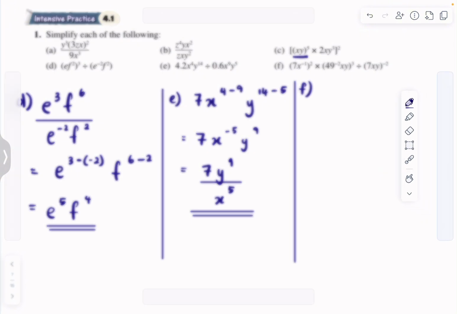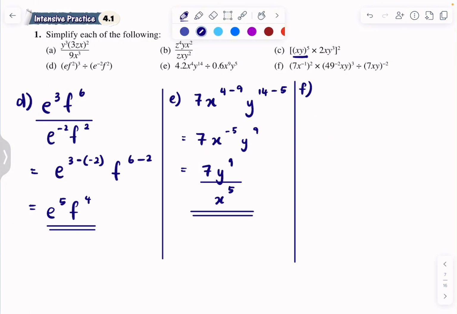And lastly, f. So for f we have to expand one by one. So 7 square is 49. Then negative 1 times 2 is negative 2. Here 49 negative 2 cube. So this will become 49 negative 6, because power times the power. Then we'll get x cube y cube divide by 7 power negative 2, x negative 2 y negative 2.